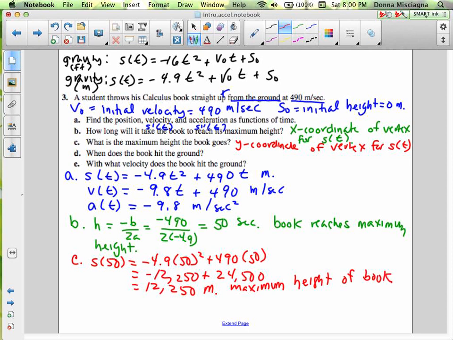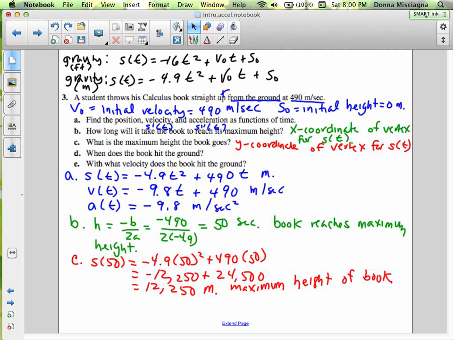And I have to say, if that student has got one powerful arm, maybe he should really think about a career in baseball, with an arm so powerful that he can throw the book up 12,000 meters. Pretty impressive.